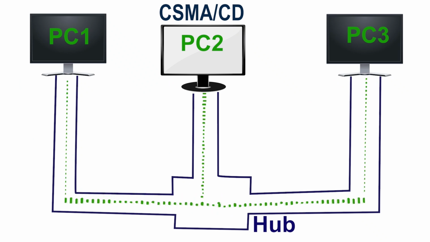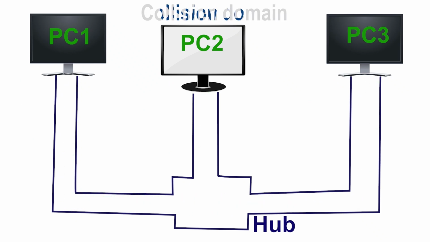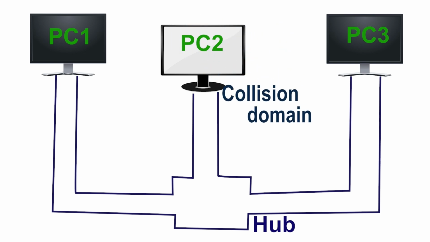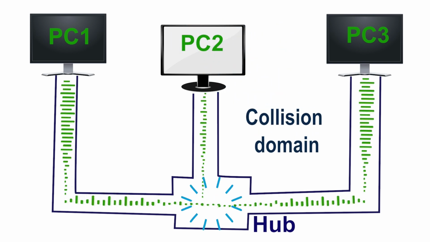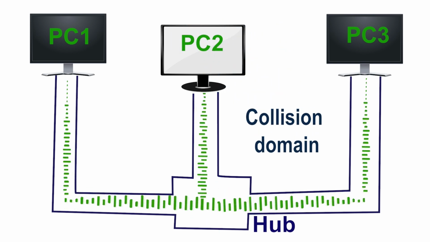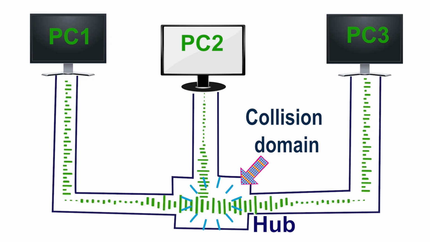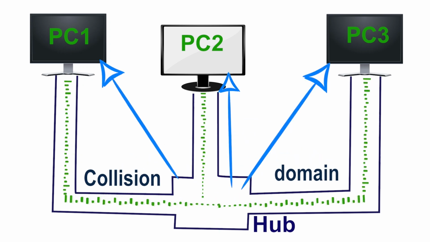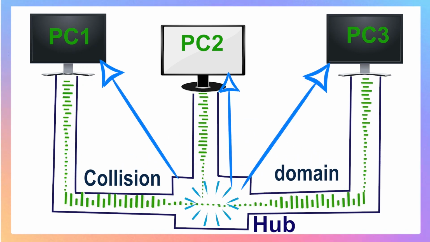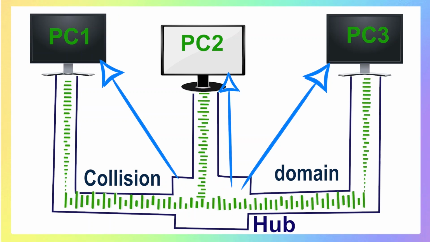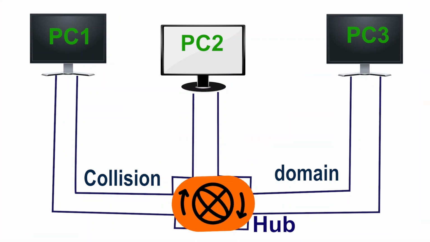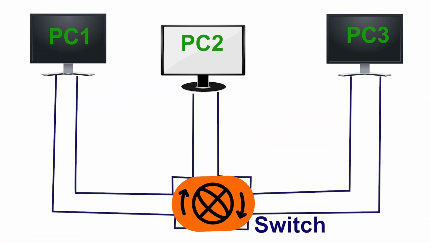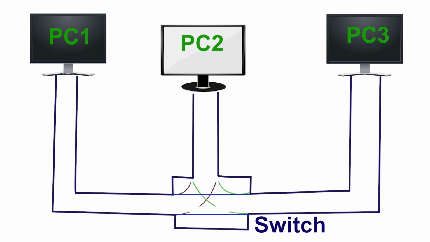Now that we have learned how CSMA/CD works, let us understand the collision domain. A collision domain is a group of devices affected by a collision. For example, when a collision occurs in this network, all 3 devices are affected by it. Since they are all affected by it, they belong to the same collision domain. However, this situation changes if we replace this hub with an Ethernet switch. An Ethernet switch creates a separate circuit between the source and destination.